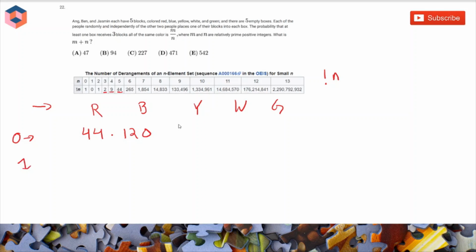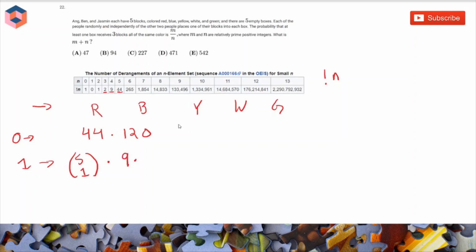What about 1? Okay, so there are 5 choose 1 ways to pick the color that they'll have in common. Now we multiply this by, for the other 4 colors, the number of ways for them to not have anything in common, or the derangement of 4, which is 9. So we multiply this by 9.